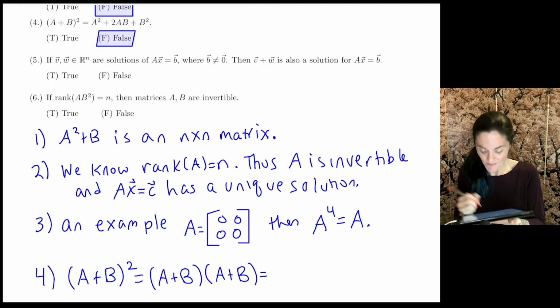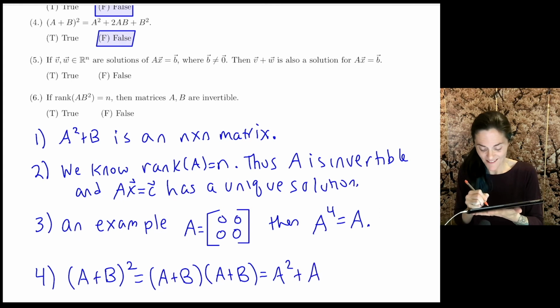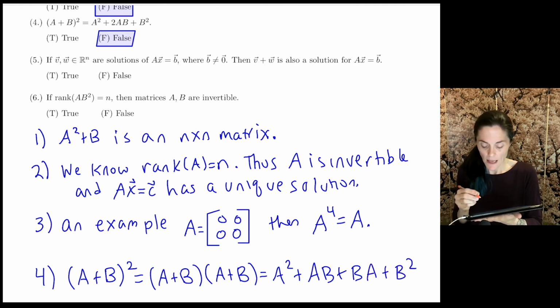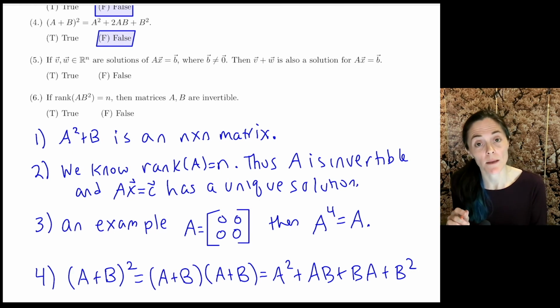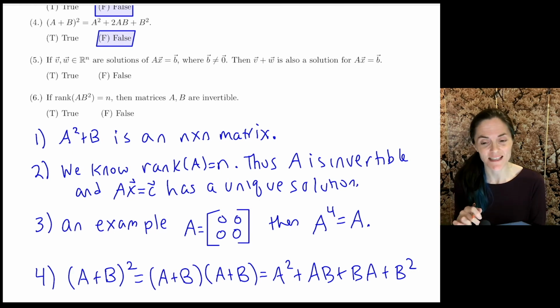Now, this is A squared plus we would have outer plus we would have inner plus we would have last. Okay, and there's no reason that A and B must commute. They're just n by n matrices.